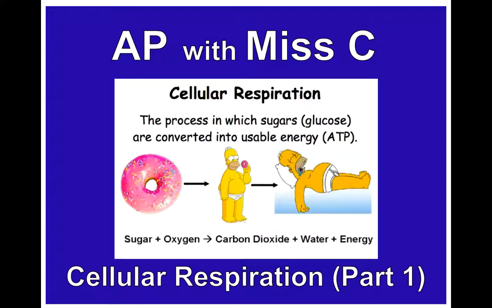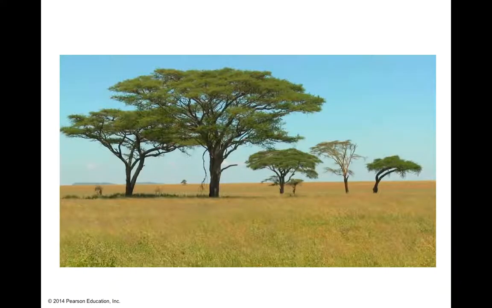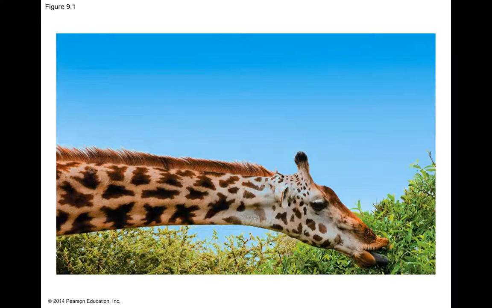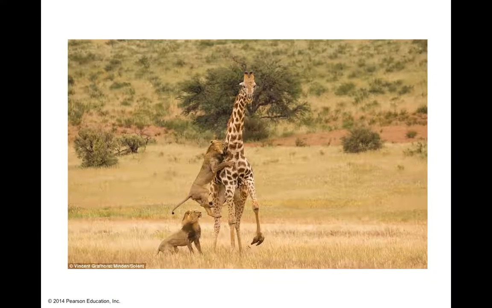So let's get started. In order to do what they need to do, cells need to get energy from outside sources. Some organisms, like the trees, are autotrophs. They have the ability to do photosynthesis and make their own food, and then break that food down for energy. My buddy the giraffe here is a heterotroph, and since it does not have the ability to make its own food, he has to get its energy by eating the plants. And unfortunately for the giraffe, some animals don't eat plants and need to get their energy by eating other animals.